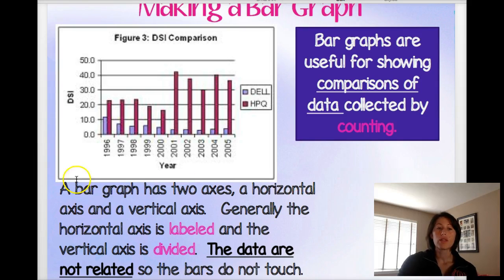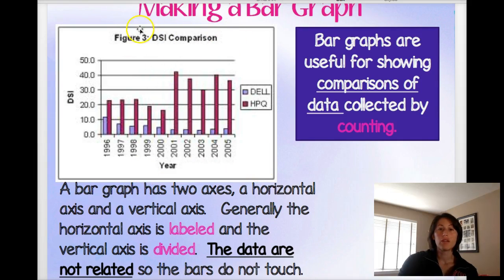Okay, so now quickly let's look at making a bar graph. Bar graphs are useful for showing comparisons of data that's collected by counting. Okay, so a bar graph has two axes, a horizontal axis and a vertical axis, just like the line graph did. Generally, the horizontal axis, the one that's on the bottom, is labeled, and the vertical axis is divided. So we've got divisions here, okay? The data are not related, so the bars are not going to touch each other. So this is different data than this is different data than this, and on, okay?